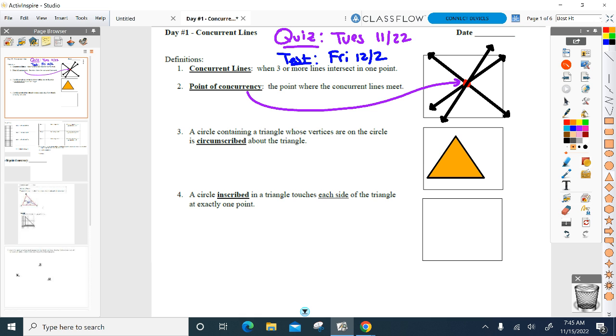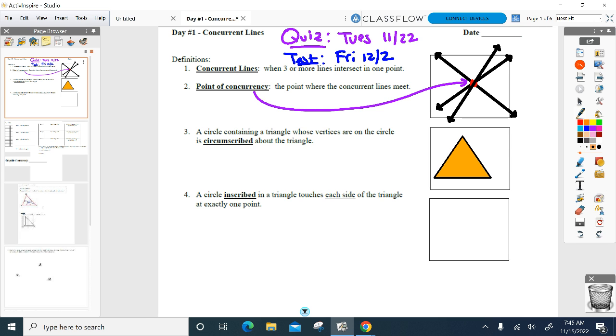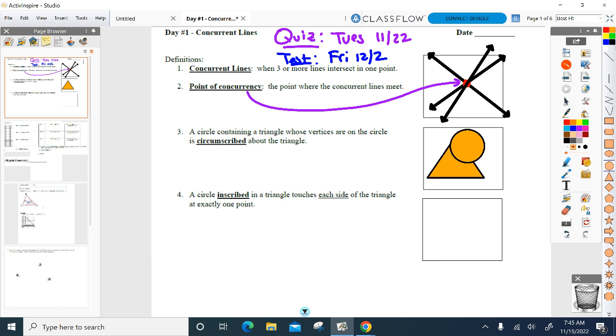And now I want you to draw a circle around the triangle, but here's the key. The circle has to touch all 3 vertices. Okay, so that wouldn't cut it. All right, the circle has to touch all 3 vertices for me, please.